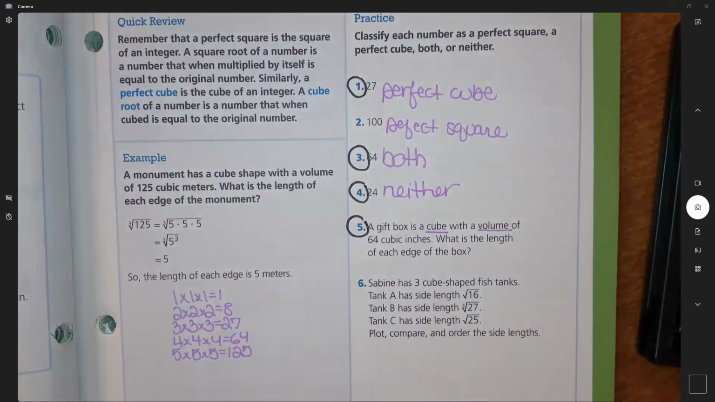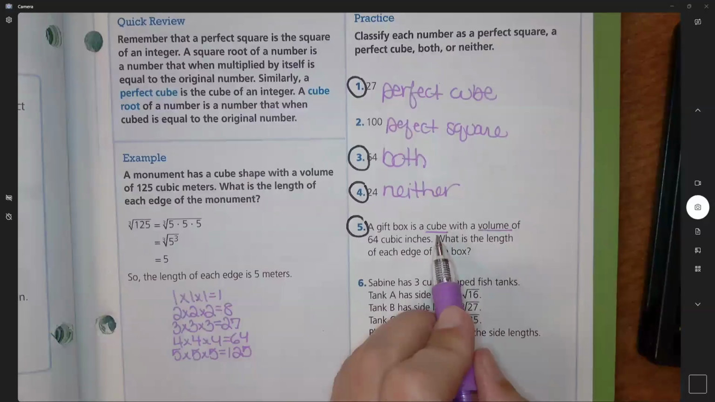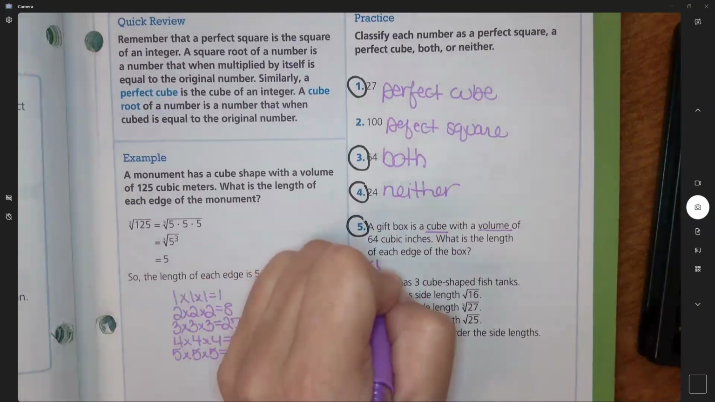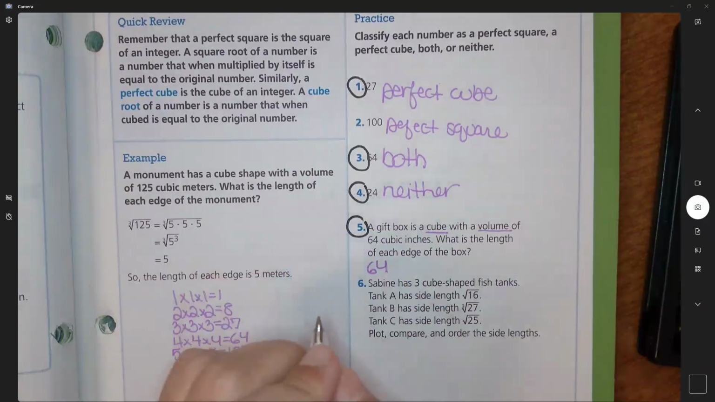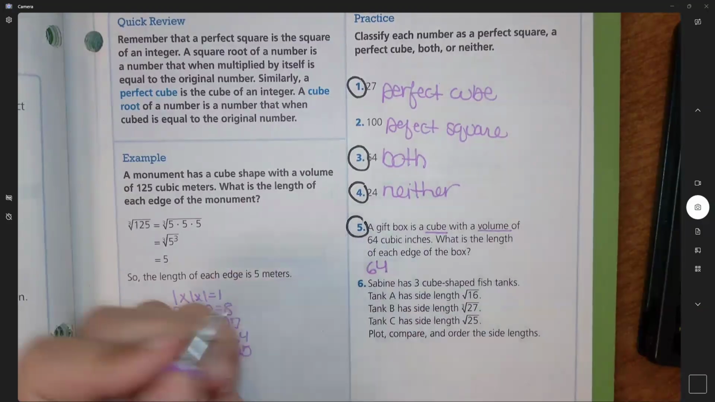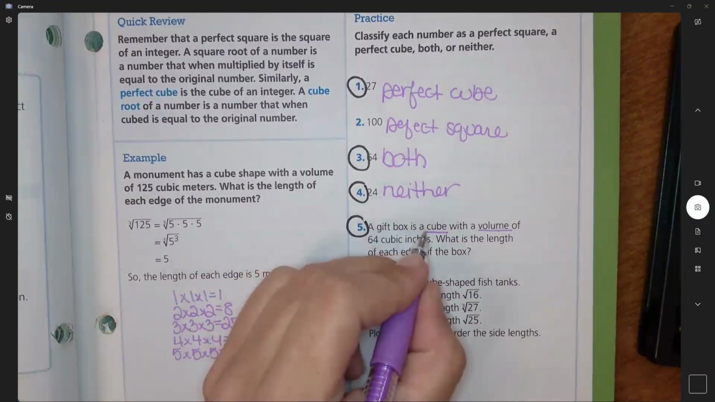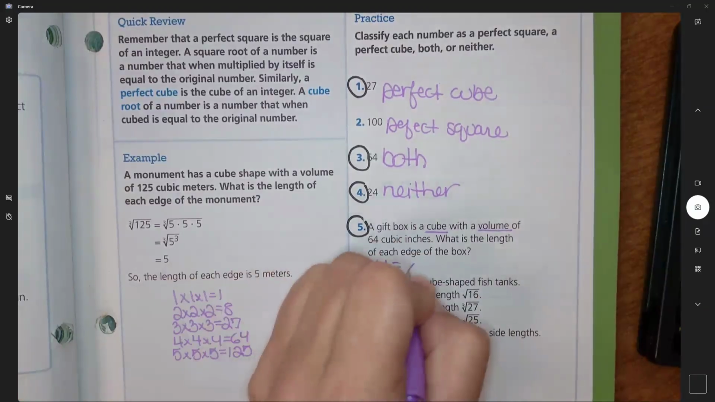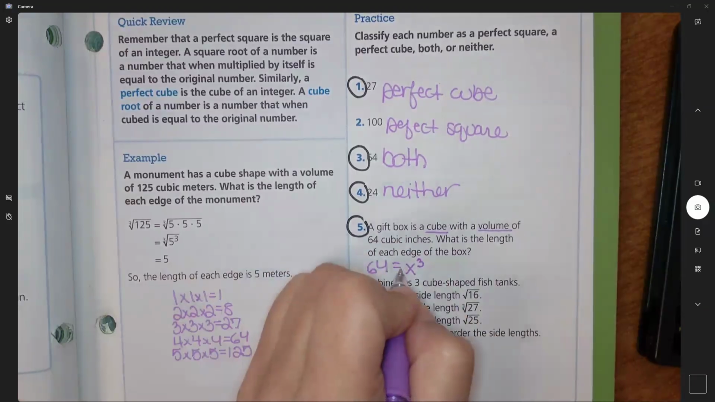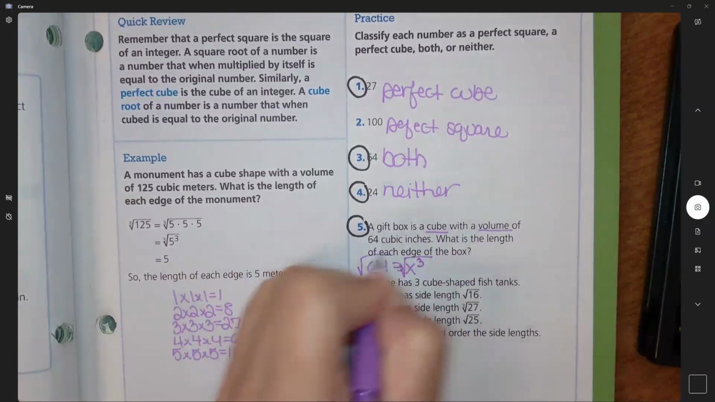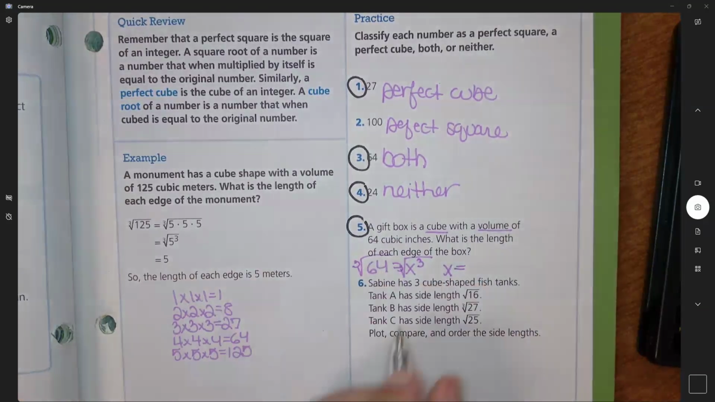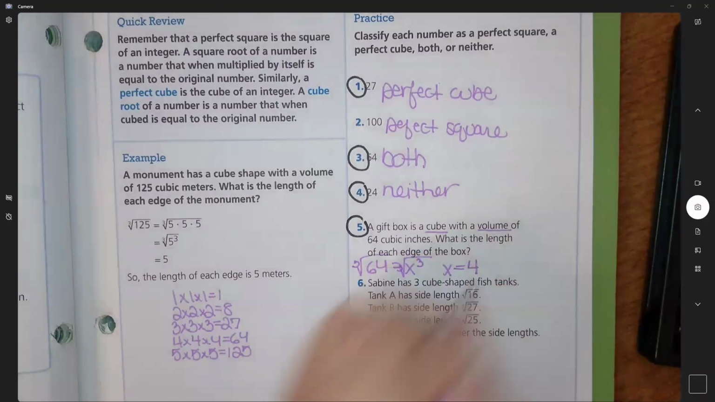A gift box is a cube and a volume. I warned you about these words. You see the word cube and they're giving you a volume of 64 inches. So what does that mean? If it's a cube and they gave you the volume, you have to find the cube root. What is each edge of the box equal to? What's the cube root of 64? Oh, magic.